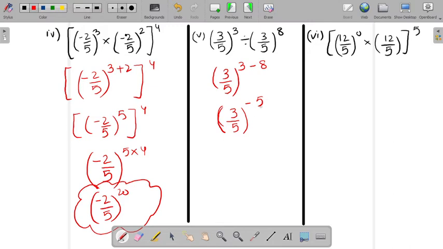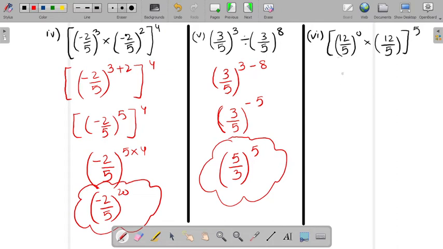So what will you do? You will change this power to positive. Now think over. How can we change it? We will change the base. We will take the reciprocal of the base. So it would become 5 by 3 and the power will become positive. So remember, if the power is negative, take the reciprocal of the base and the power will become positive.